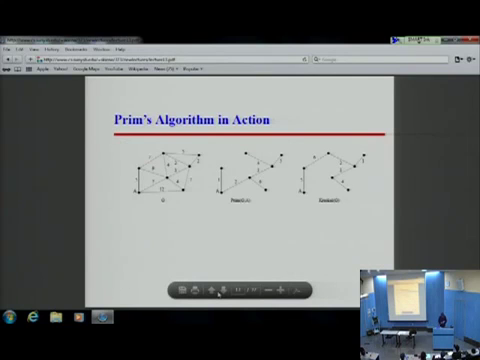Let's look at the graph and see what the example is. Let's say we have a graph over here on the left, and we start from vertex A. What is the cheapest edge that is adjacent to A, adjacent to something that is in the tree? What is the weight of that edge? 5. I might as well add that. What is the cheapest edge that is adjacent to my tree? There are two that are weighted 7. Which one am I going to grab?